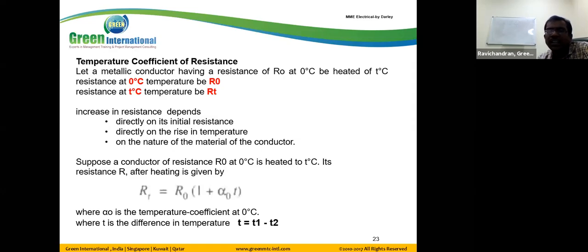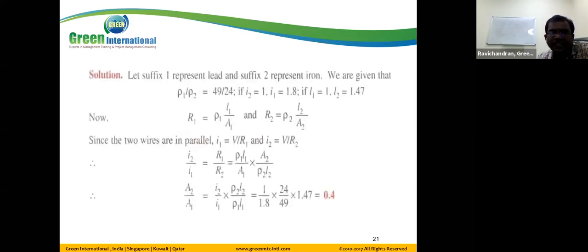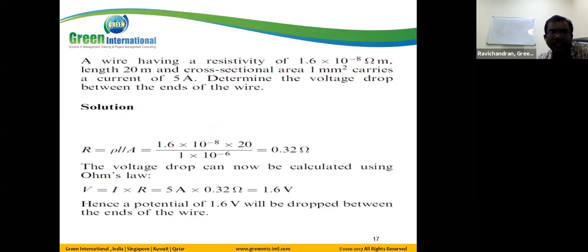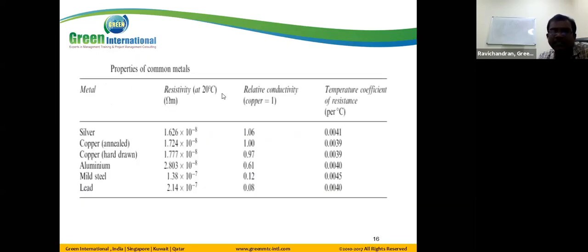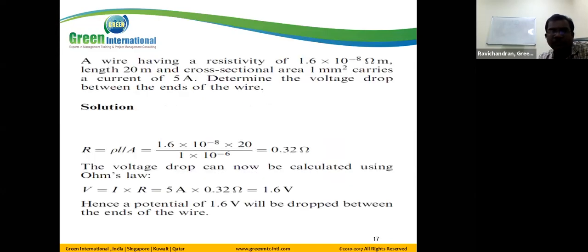In Ohm's law, the first condition is constant temperature. Ohm's law is applicable only at constant temperature or at room temperature. Room temperature in general is 20 to 30 degrees. If you go to this slide, they mention resistivity at 20 degrees Celsius. So in general, Ohm's law is applicable at room temperature or constant temperature, and they derived it at 20 degrees Celsius only.